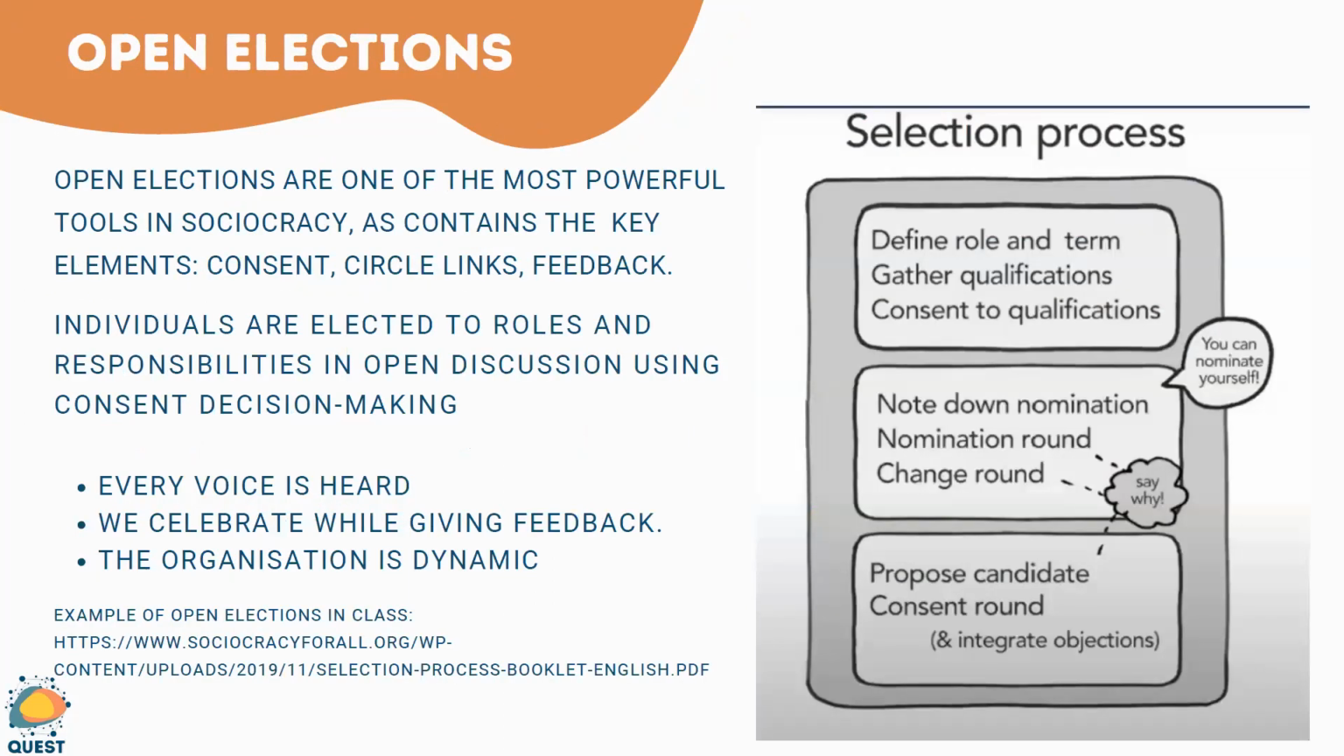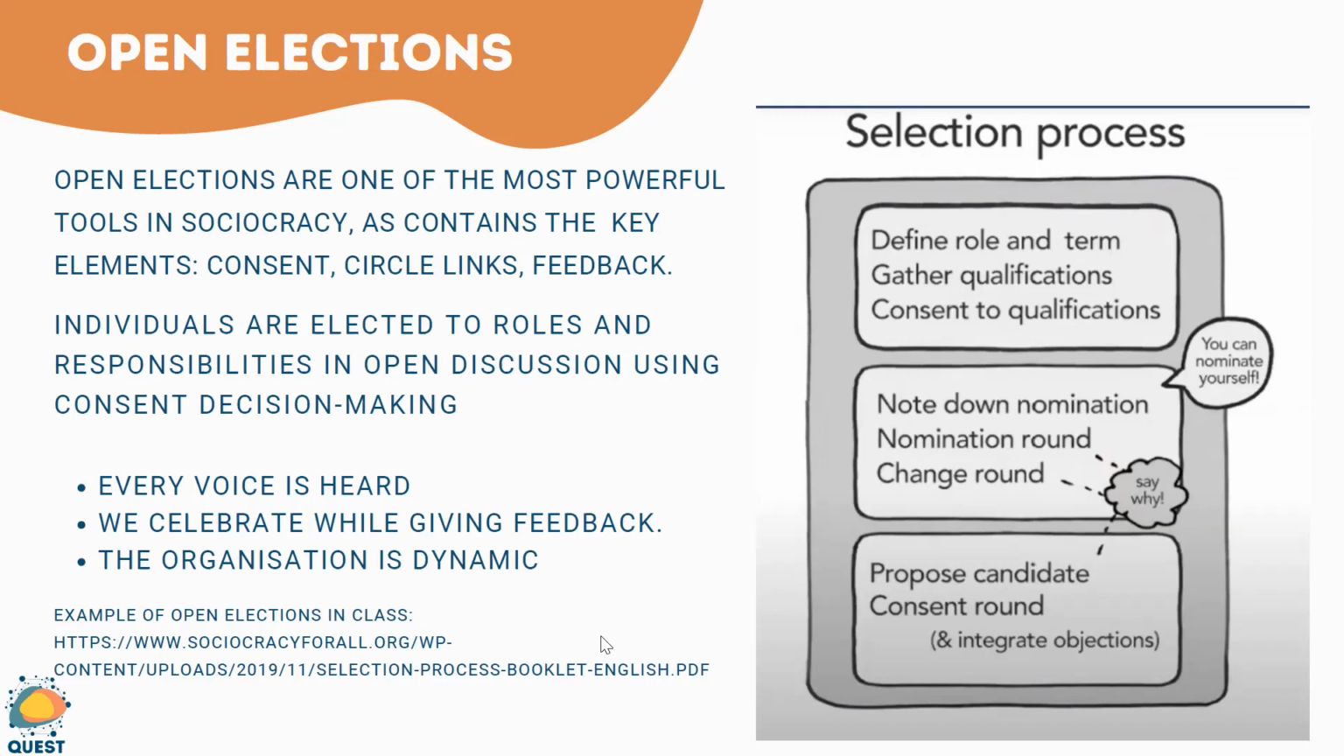So the last point that I want to discuss with you today is open elections. I left it for last because I think it is one of the most powerful tools we have in sociocracy, one that we can use in every kind of school. And it contains all the key elements that we discussed so far: the consent, the circle, links, and the feedback.